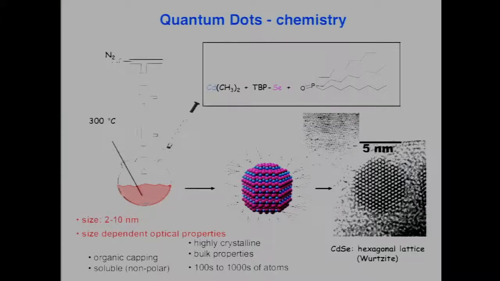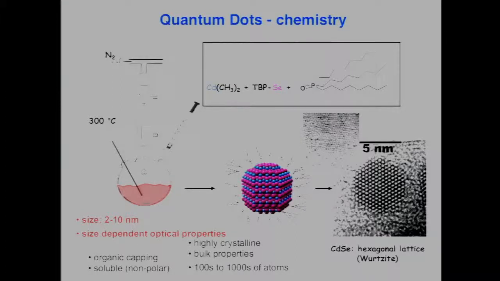This was developed by Lou Bruce and later on by Paul Alivisatos and Moungi Bawendi. You put a hot soap solution in a flask. You heat it up to 300 degrees and you add metallo-organic precursors that are going to break the bonds with the organics, and basically the inorganics are going to nucleate and grow into perfect crystalline material. The key point here is that all of the quantum dots grow at the same rate to have uniform size, and you can control the size by controlling the duration of the reaction.